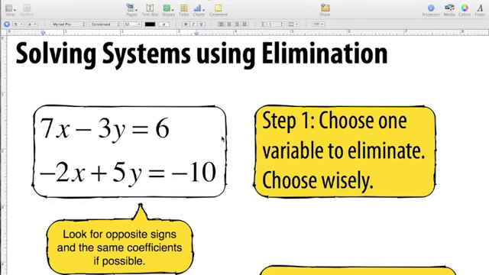This video is really created to help you remember or learn how to solve systems of equations using the elimination method. We're going to start out with two linear equations with x and y, and you see those equations right here. Now the very first thing you do when you're using elimination is you have to make a decision on which variable we are going to eliminate.